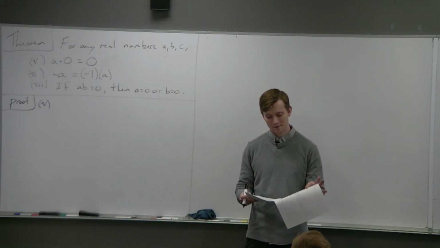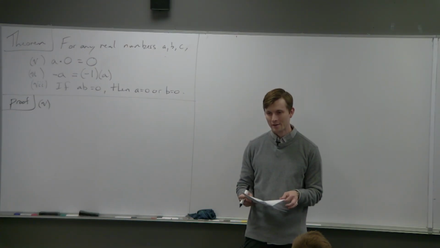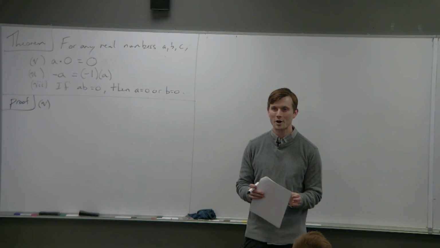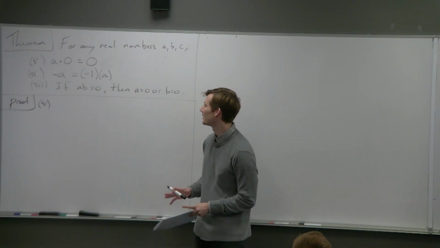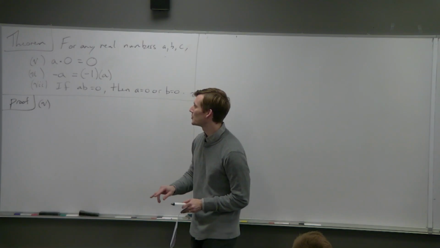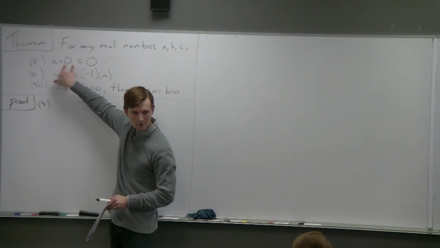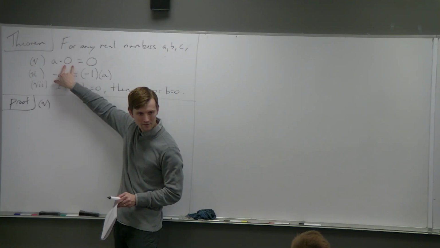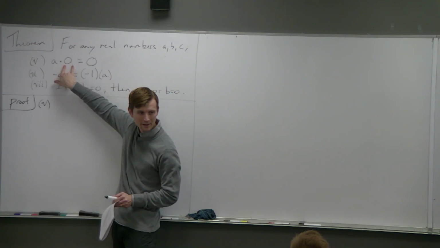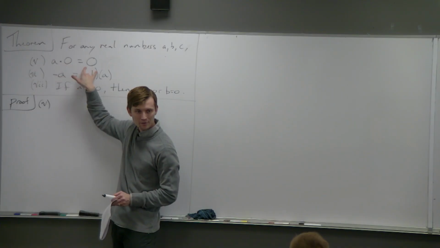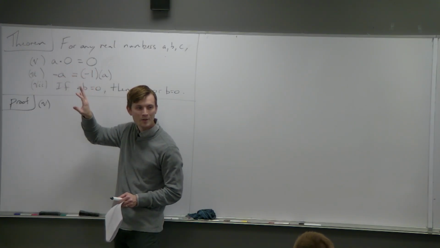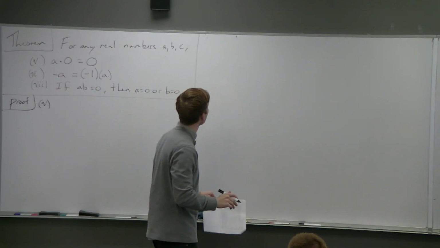OK, I think I see what you're saying. The kind of approach you're talking about is you're basically trying to use some property of 0, along with, say, distribution or something like that, to get this result, yeah? OK, that's pretty reasonable.